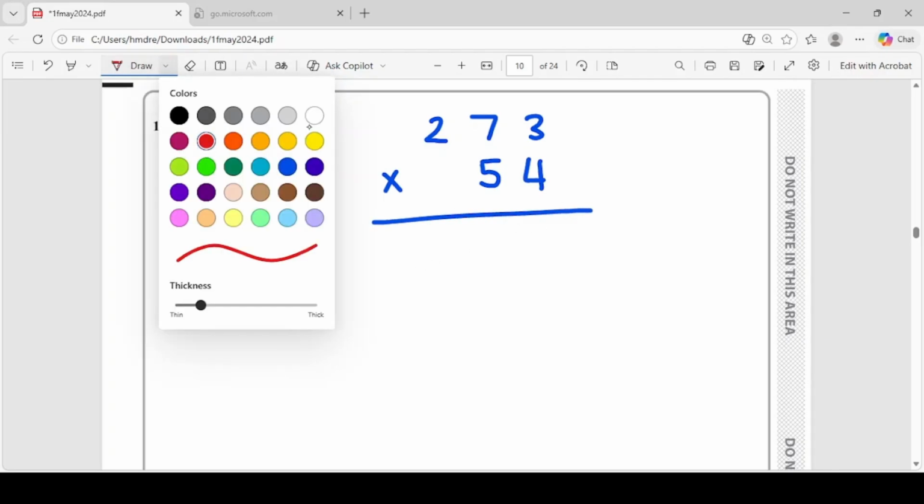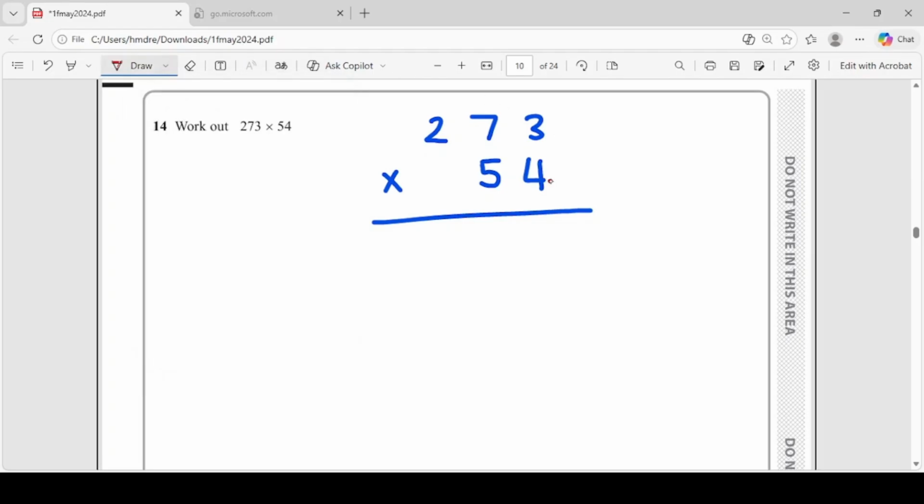My method, what I do is I go like this. So I'm going to work with this 4 first. So 4 times 3 is 12. Then I'm working with the 4 and the 70, so I'm going to add a 0. 4 times 7, 7, 14, 21, 28. And then finally, I'm doing 4 times 200, so I'm going to add my 2 zeros. 4 times 2 is 8.